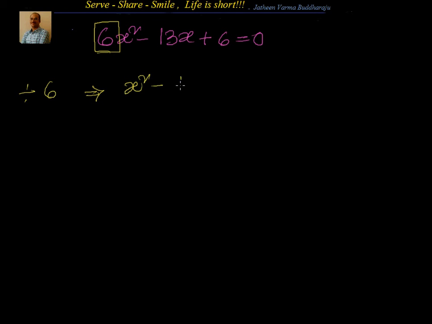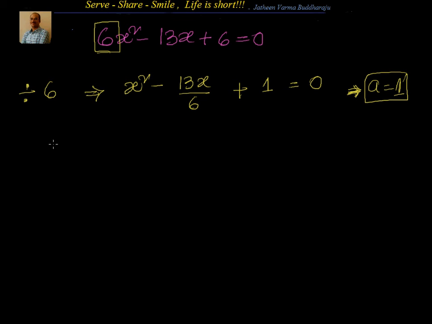So I will have x² − 13x/6 + 6/6 = 0, so x² − 13x/6 + 1 = 0. What we did is we just divided by 6, so that the coefficient of the x² term is equal to 1. In ax² + bx + c, always a equal to 1. That's the way we are going to approach these problems.